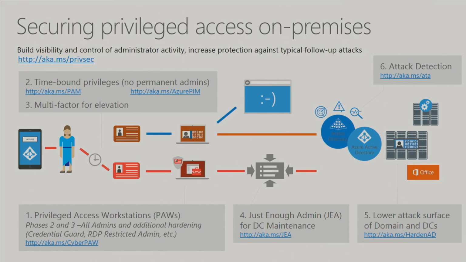But wait, there's more. I don't have time to go into everything, so I'll just give you one link. The upper left corner, aka.ms/privsec. If you have on-premises domains, you should read that link, privsec. Why? Because that link tells you the recommended sequence for what technologies to look at. Because we have so many things that we've been building into Windows Server and Windows and products like MIM and Azure AD that you'll say, well, where do I start? So go to the privsec link. It'll tell you the sequence.